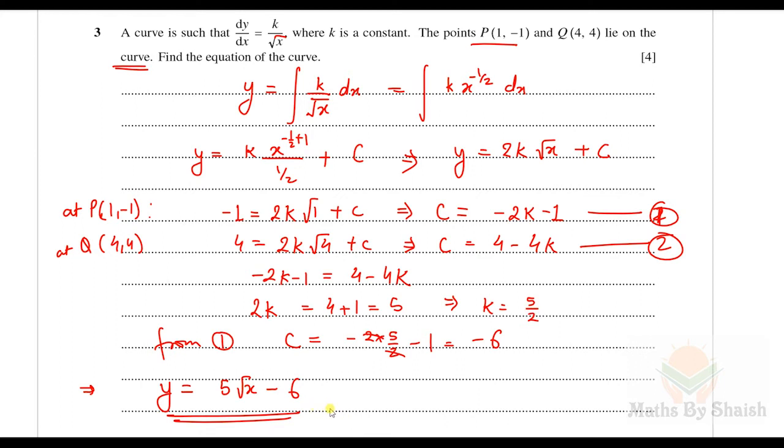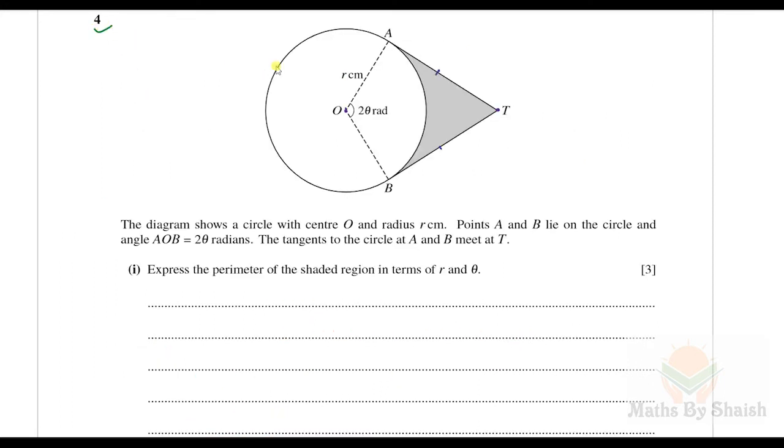I hope it is clear. Number 4. The diagram shows a circle with center O and radius r centimeter. Points A and B lie on the circle, and angle AOB is 2 theta radians. The tangents to the circle at A and B meet at T, and we know that if they are meeting here, then AT and BT are going to be of the same length. And now the question, first part is express the perimeter of the shaded region in terms of r and theta.